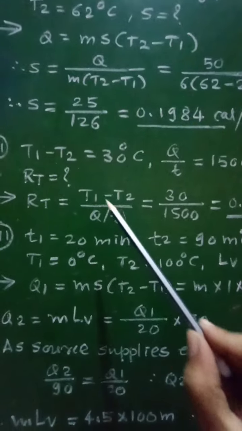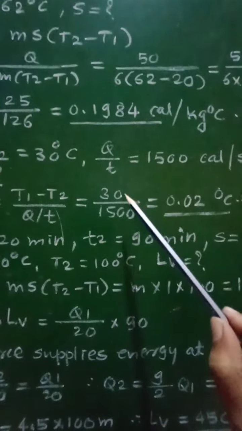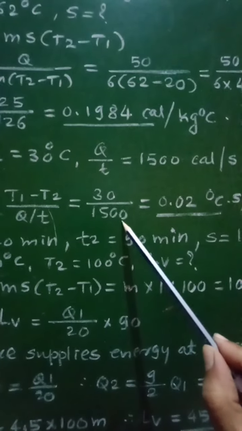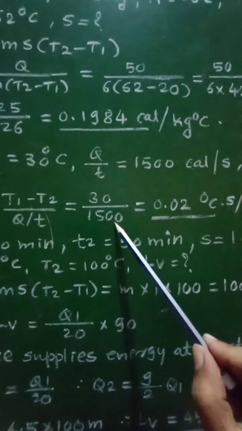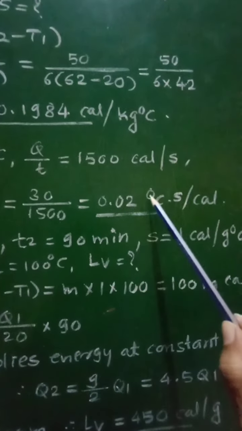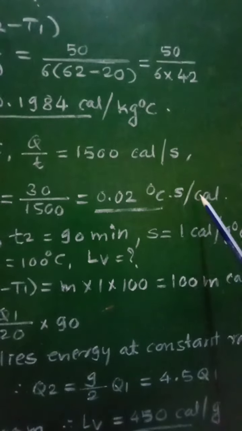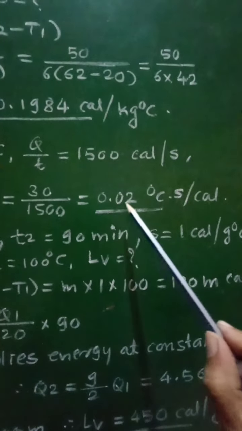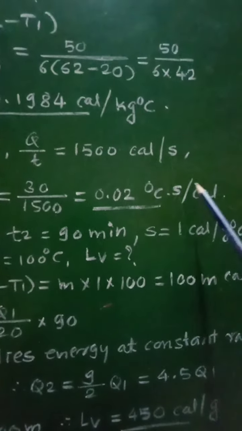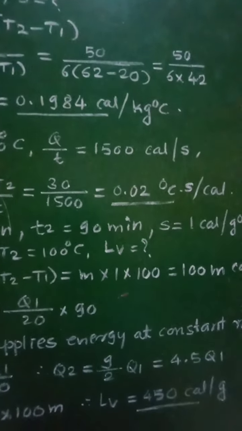T1 minus T2 upon Q by T. Putting the values, we will get 30 upon 1500, which comes out to be 0.02 degree Celsius second per calorie, that is 0.02 degree Celsius second per calorie. It is the thermal resistance.